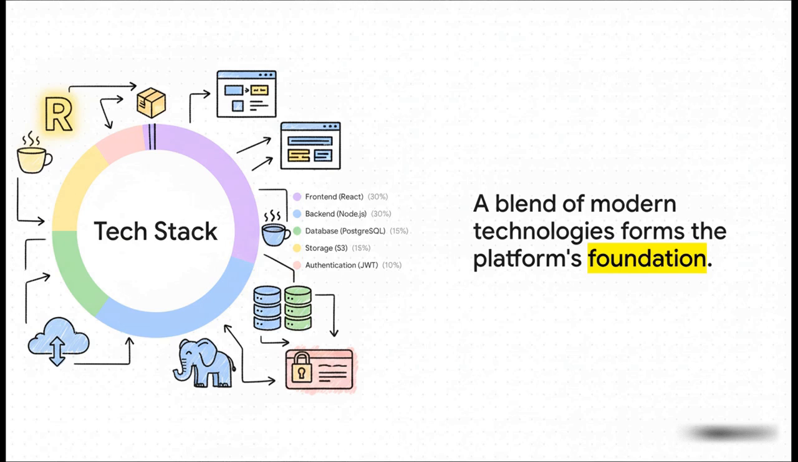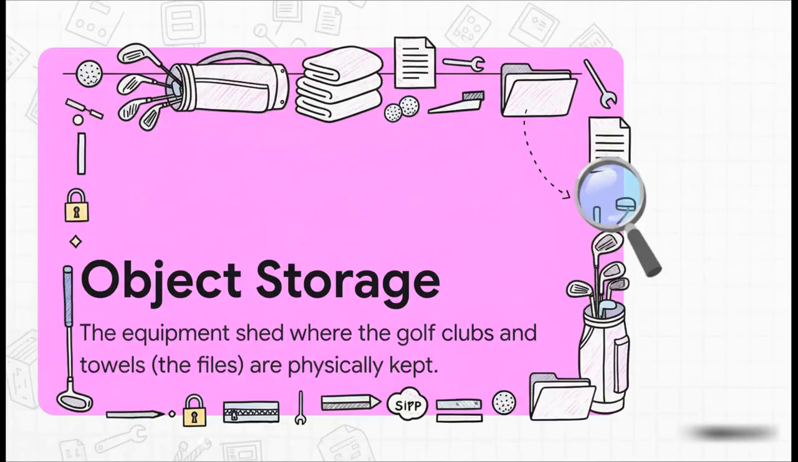React, that's for the front end, everything the members see and click on. Node.js is the powerhouse in the back, the engine just handling all the requests super efficiently. PostgreSQL, that's the meticulous membership database, keeping track of everybody. And notice this. Storage and authentication are their own separate things. One's for holding all the heavy files, and the other, well, that's the club's vigilant security, the bouncer at the front door. Let's just zoom in on that storage piece for a second.